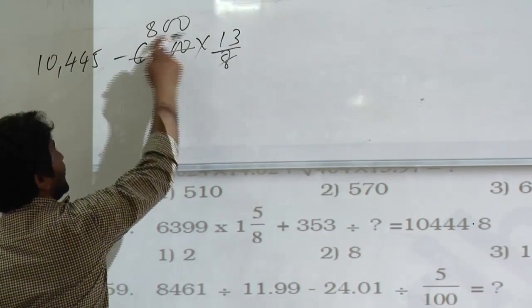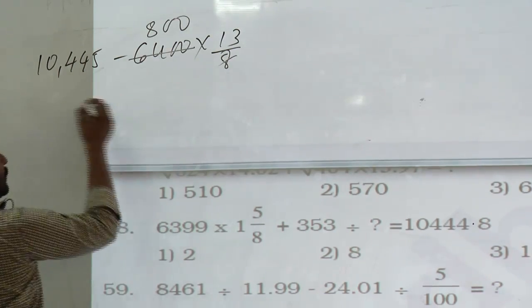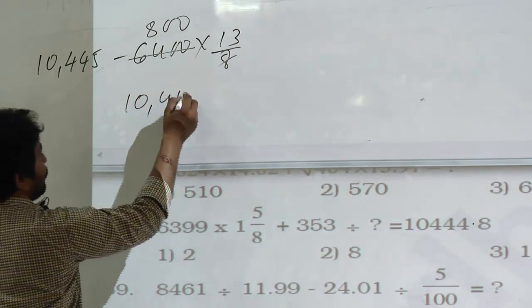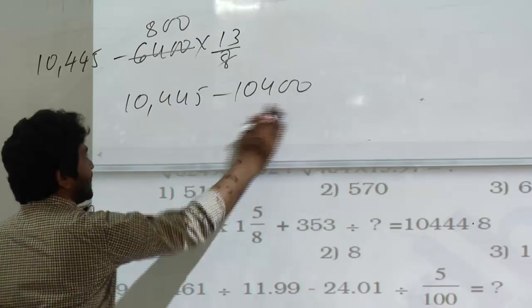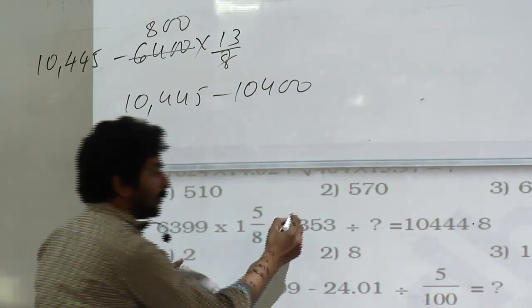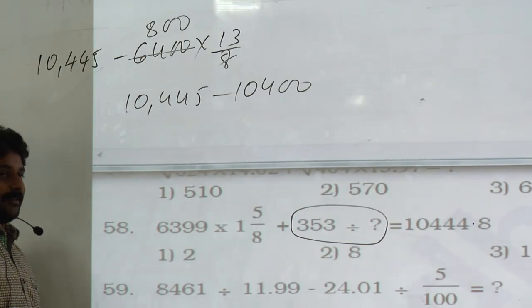13 8 times. 13 8 times. 80 plus 24, 104, and then double 0. So 10,445 minus 10,400. How much is this? 45. So 353 divided by x should be equal to 45.